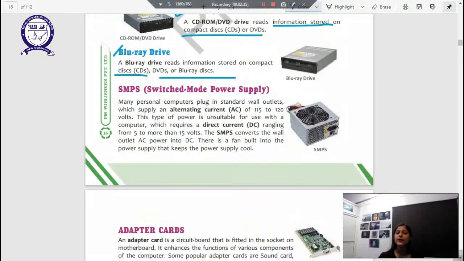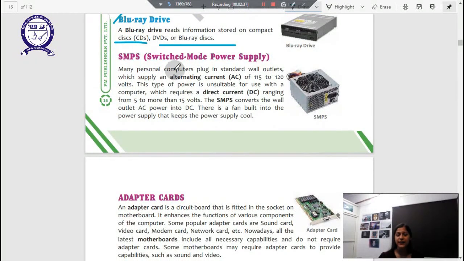Now we will see about SMPS. So what is an SMPS? Simply put, it is a power supply. Our computer needs power, and where does it get it from? It gets it from SMPS. You must have seen that fan in your CPU. There's this outlet whereby there's a fan running.